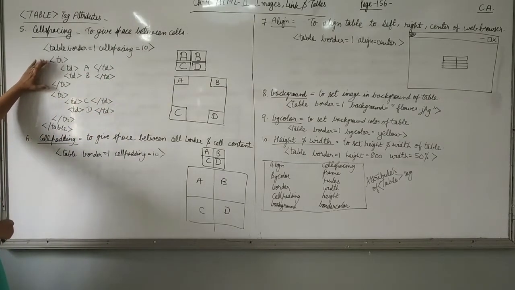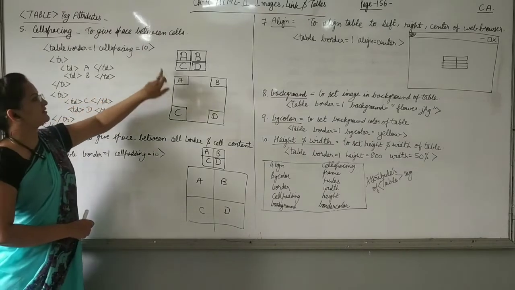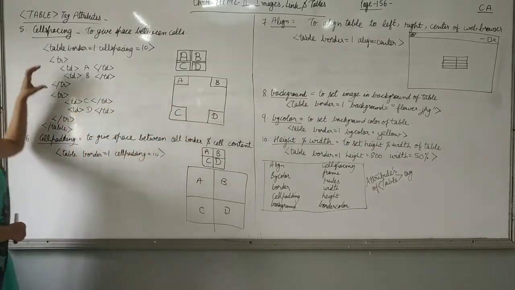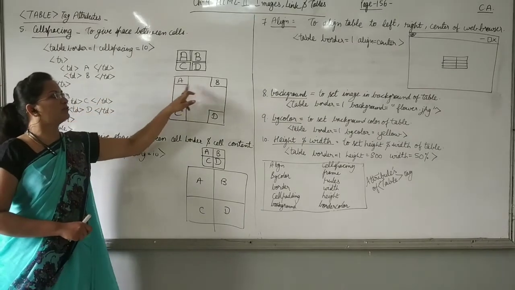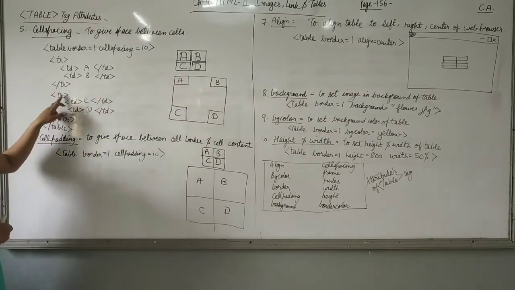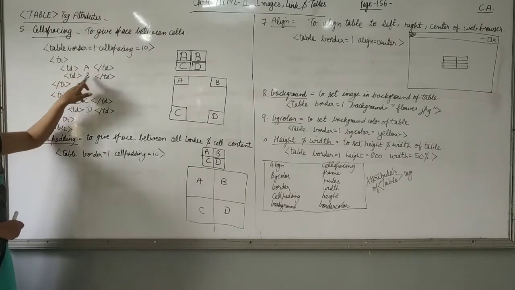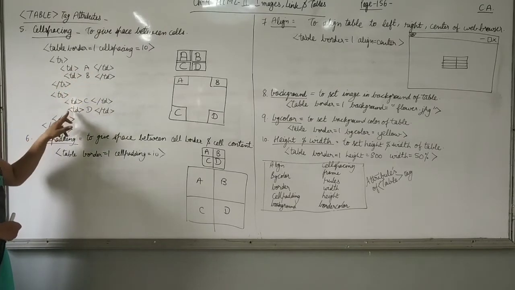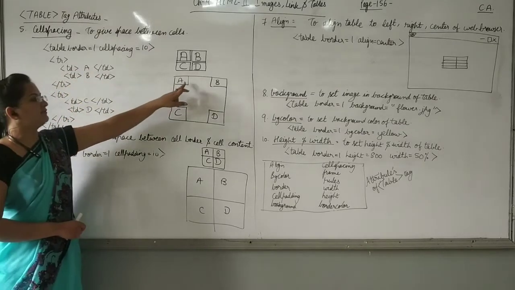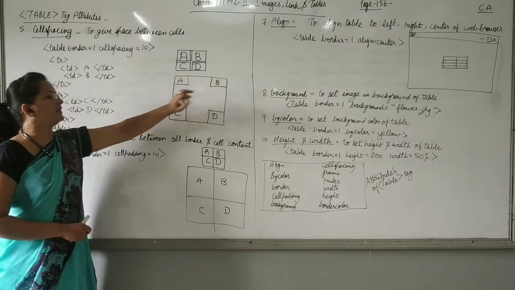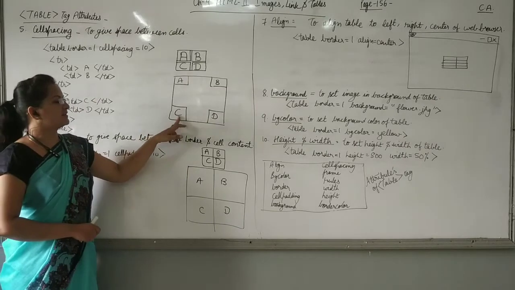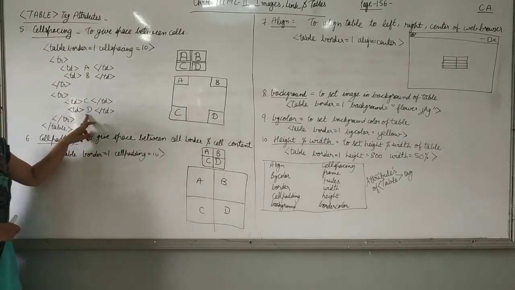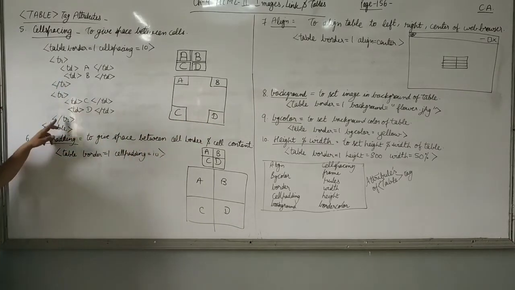Here you can see 2 rows are there, because in this we have 2 rows. This is the first row, this is the second row. In the first row we have 2 cells, that means 2 TDs in the first row, 2 TDs in the second row. In the first TD there is A, in the second TD B. In the second row, first TD is C and second TD is D. Then we have to close the row, and close the table tag.